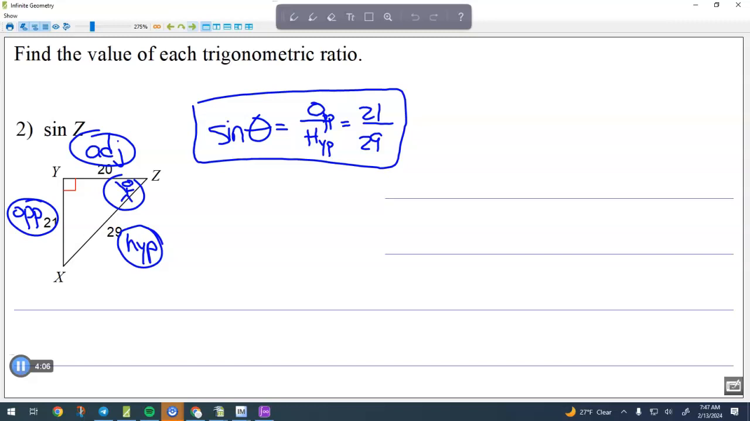So I'll write on the board just to make sure we're all seeing. Sine of theta, that's called theta. It doesn't really matter, just like a variable, equals opposite over hypotenuse. And cosine of theta equals adjacent over hypotenuse. Is that what I wrote on top? I hope so. Other questions on 2 here?